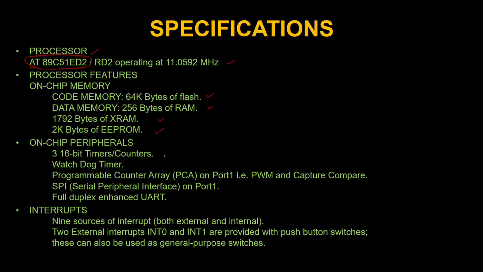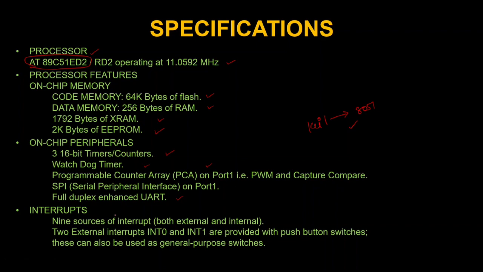We have three 16-bit timers/counters. After that, we have a watchdog timer, a programmable counter array on port 1, and full duplex enhanced UART communication. This is how it is interfaced with your PC. You will communicate with your PC using the Keil program, and send the program to the 8051 through serial communication over USB. We will see how to interface those things.